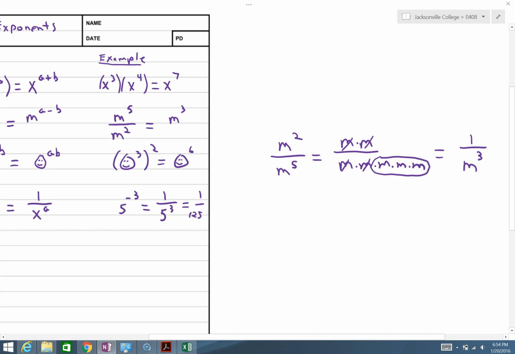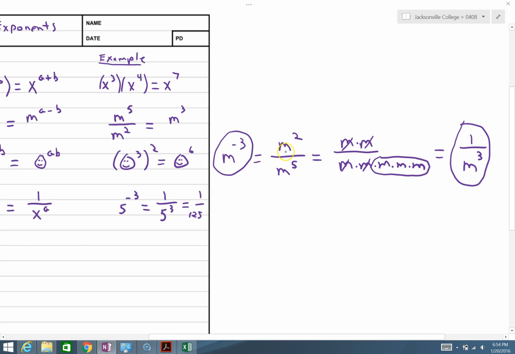Well, by our quotient rule, it says we're supposed to subtract these. What is 2 minus 5? That's negative 3. So here you see m to the negative 3. It must be equal to 1 over m to the third.